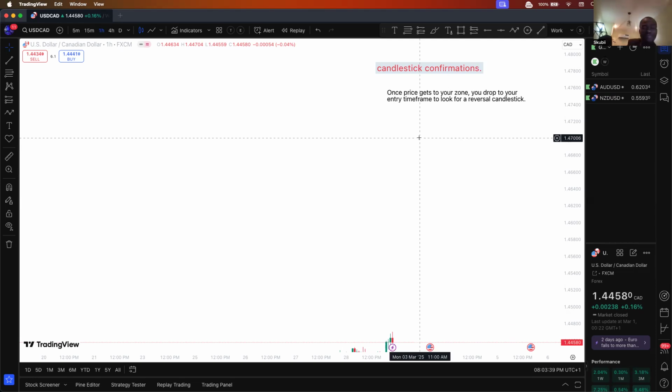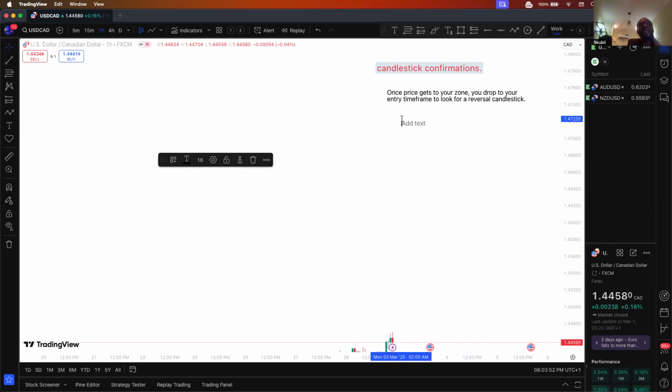Okay, so as I was saying, once price gets to your zone, you drop to your entry time frame to look for a reversal candlestick. The formation we're going to be talking about is the pin bar formation. So the candlestick we look at is the pin bar candlestick. When it comes to the pin bar formation, we have two types: the bullish pin bar and the bearish pin bar.